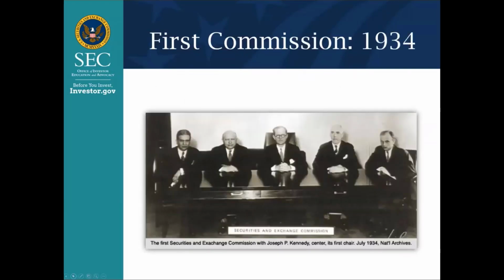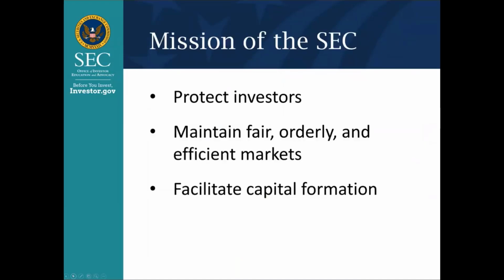President Franklin Delano Roosevelt appointed the first commission of the SEC. Joseph Kennedy, father of John F. Kennedy, was appointed the first chairman. 5 commissioners are appointed to the commission by the president to serve staggered 5-year terms. Normally, there are 3 commissioners from the president's party and 2 from the other party. The SEC has 3 missions: to protect investors, to maintain fair and efficient markets, and to facilitate capital formation.